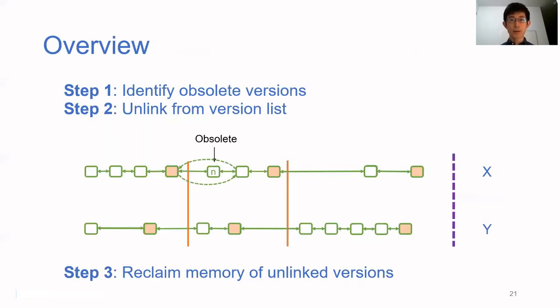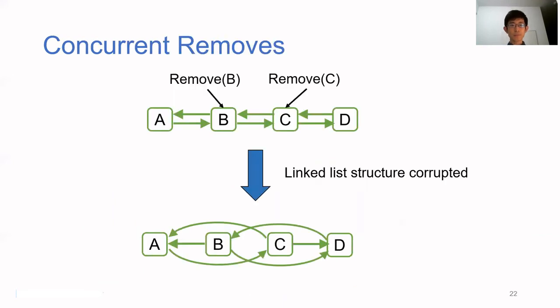So now that we've identified a set of obsolete versions, the next step is to remove them from the version list. Recall that the challenge here is that there might be multiple processes removing at the same time, so we need to synchronize between them efficiently. Removing two adjacent nodes at the same time is dangerous because if it's not done carefully, it could corrupt the structure of the linked list.